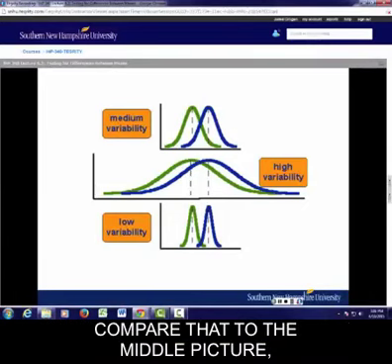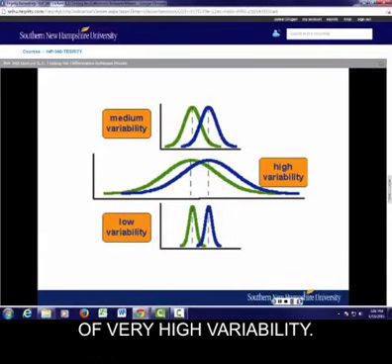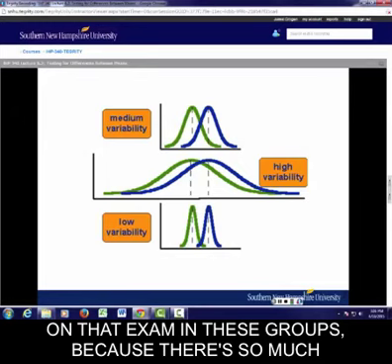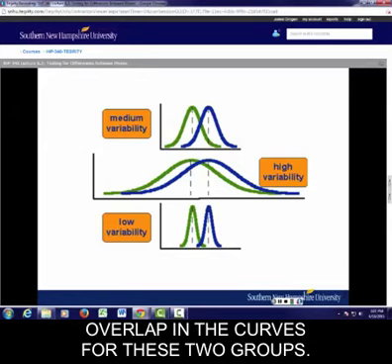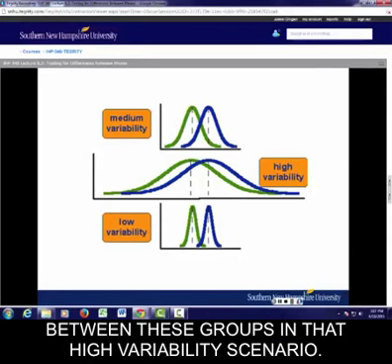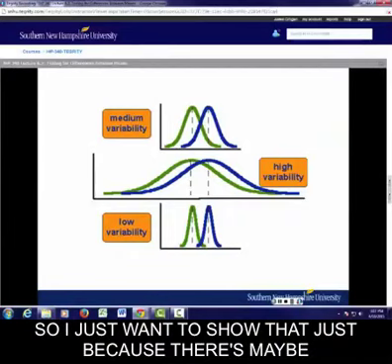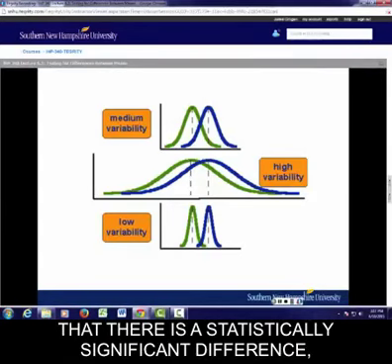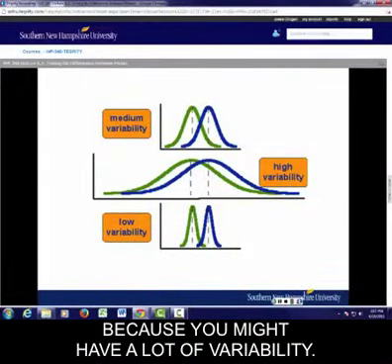Compare that to the middle picture of very high variability. So maybe there's a big spread in the scores on that exam in these groups. Because there's so much overlap in the curves for these 2 groups, it'll be, from a statistical standpoint, very difficult to say there's any difference between these groups in that high variability scenario. So I just want to show you that just because there's maybe a big mean difference doesn't necessarily mean that there is a statistically significant difference, because you might have a lot of variability.